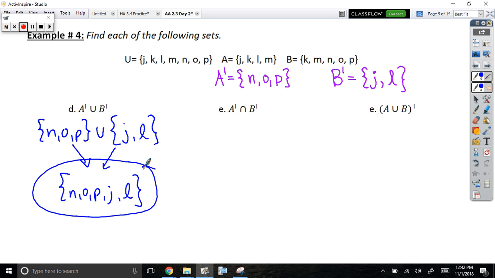What should our answer for the next one be? Not in A, intersect, not in B. What do they have in common? Empty, nothing.